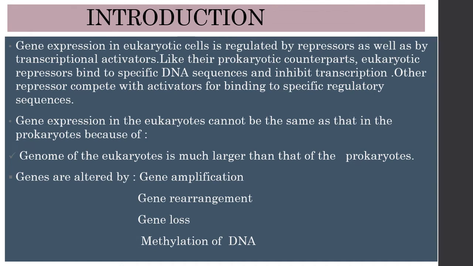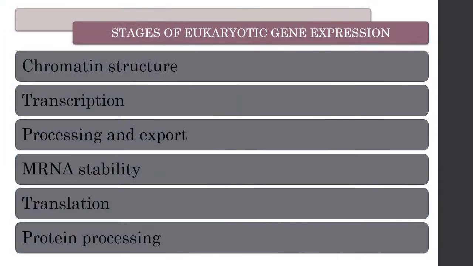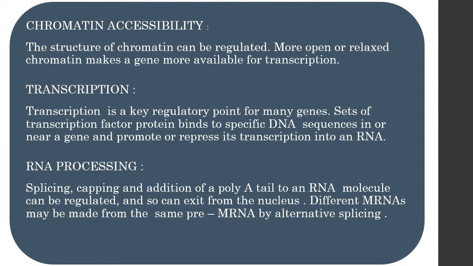Gene expression in eukaryotes cannot be the same as in prokaryotes because the genome is larger, and genes are mainly altered by gene amplification, gene rearrangement, gene loss and methylation of the DNA. So these are the stages of eukaryotic gene expression: chromatin structure, transcription, processing and export, mRNA stability, translation and protein processing. Let's discuss all the stages.